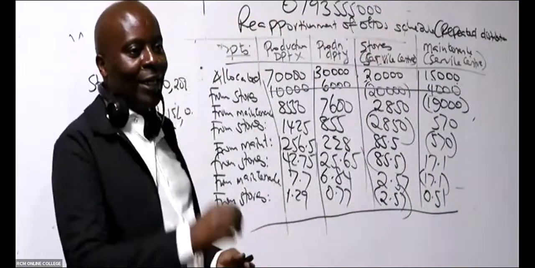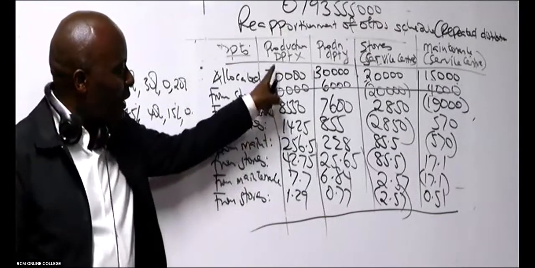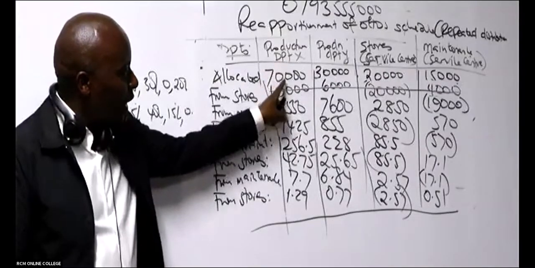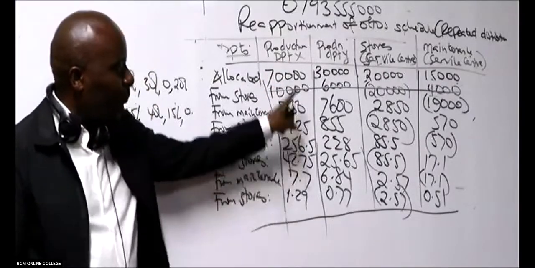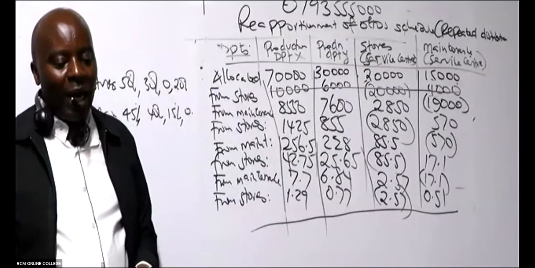The moment you have that thing reading 0 point, you stop there. And then now you give me the totals for production X. You add up everything.